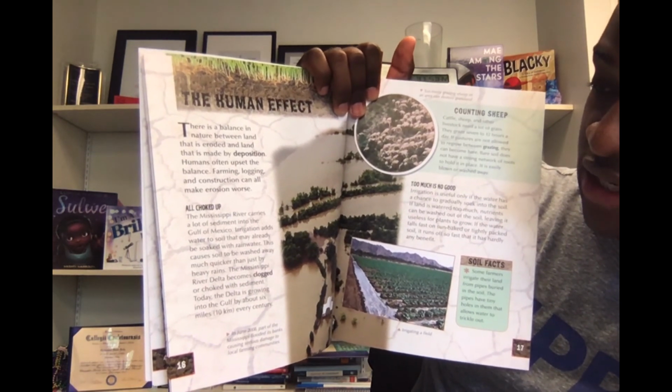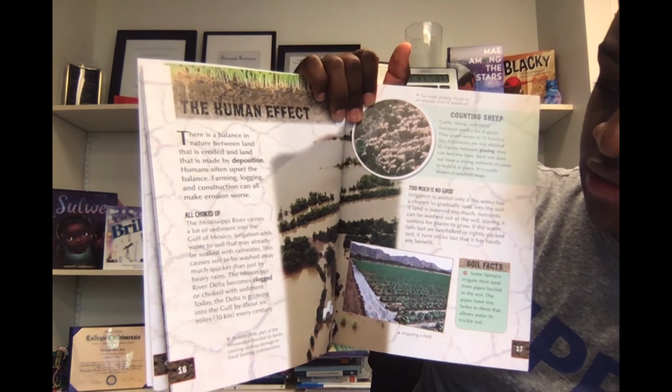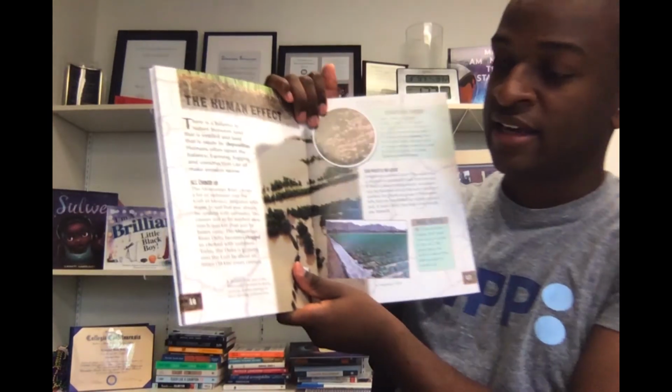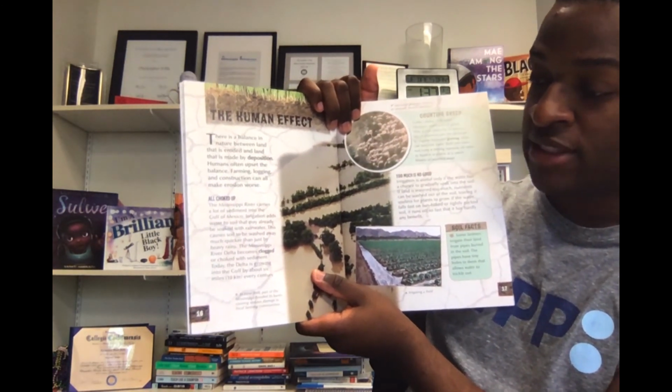Today, the delta is growing into the Gulf about 6 miles, 10 kilometers, every century. I'll read that last line again. Today, the delta is growing into the Gulf by about 6 miles every century. So every century, every 100 years, 6 miles further that is being pushed.